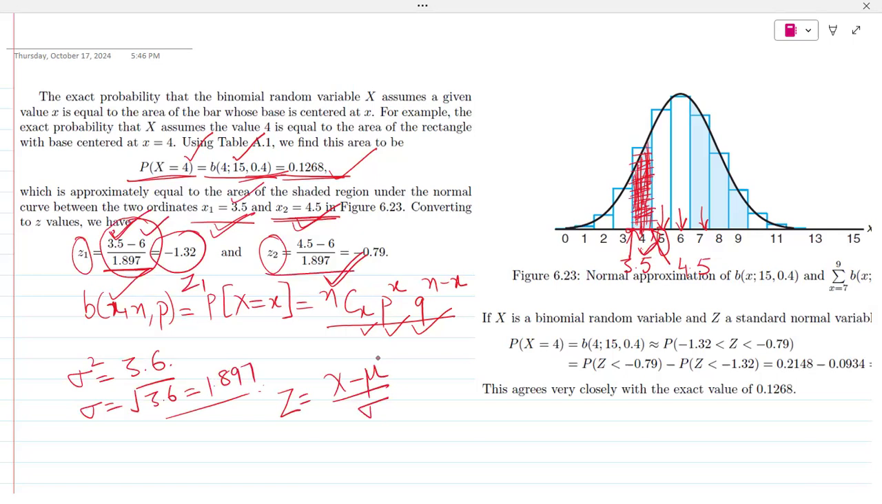And similarly, we are constructing this: 4.5 minus mu over sigma, where 4.5 is x2, and obviously this is our z2. So look here. The probability x equal to 4, which is nothing but 0.268, is approximately equal to what? This probability, that the x normal variate.